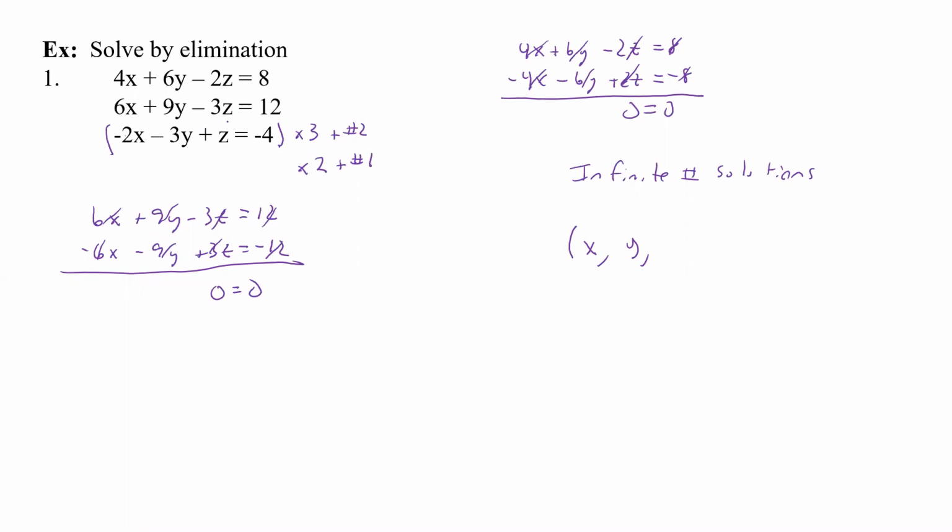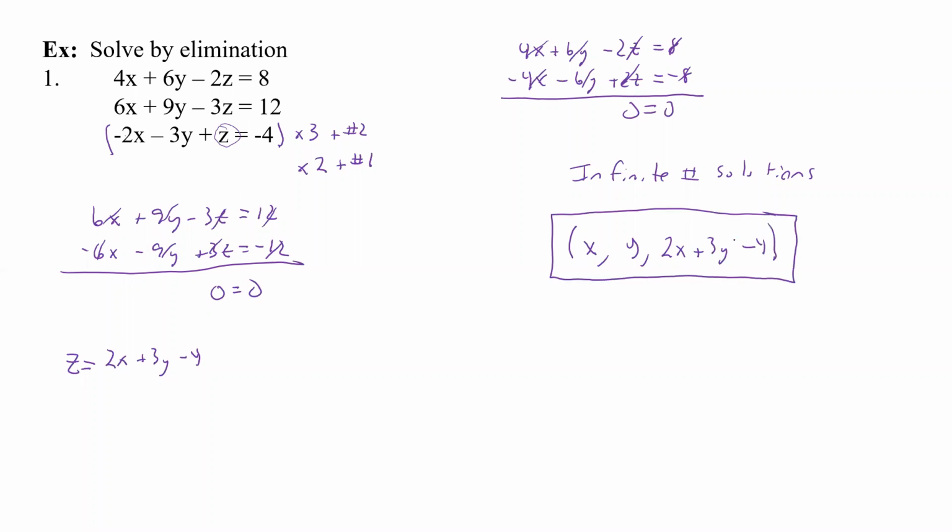Now, if I look at these, which one do I want to solve for z? Well, I would solve this one for z, and that would give me z equals. Now I take the 2x over, so that'd be 2x. Take the 3y over, so plus 3y. And then I have minus 4. And so then I have 2x plus 3y minus 4. And that would be my general solution to this.